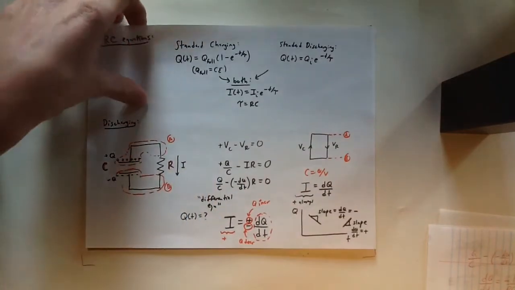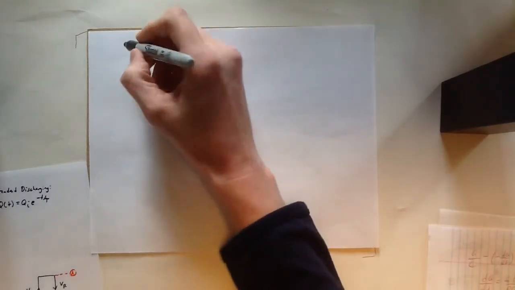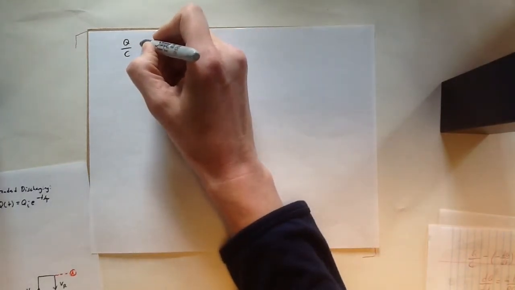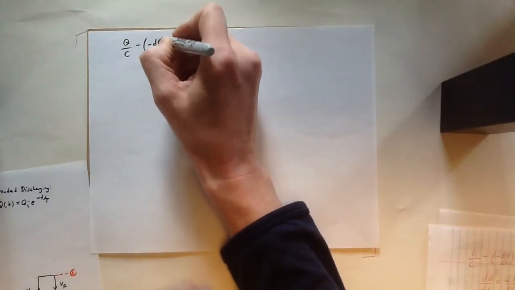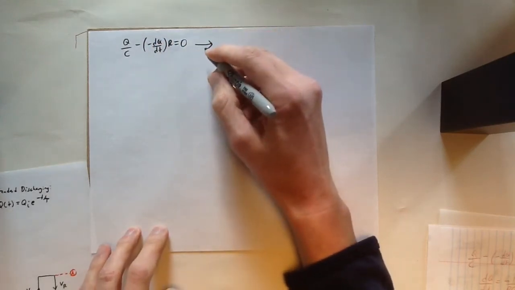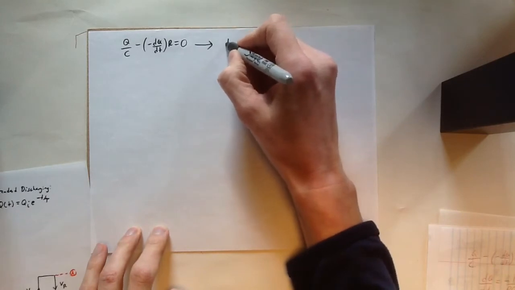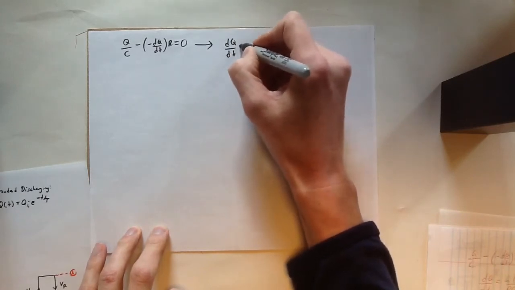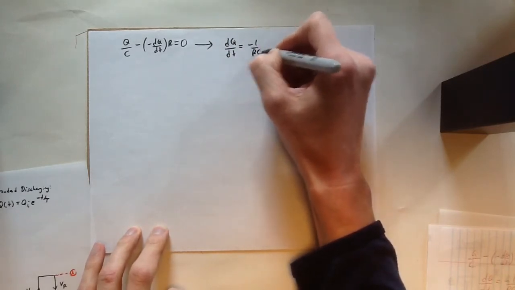So what I'm going to do is take that equation and rearrange it with algebra. So q over c minus negative dq dt times r equals 0 can be rearranged into this equation. I'm not going to bore you with the algebra, but this is what it ends up being. Okay?